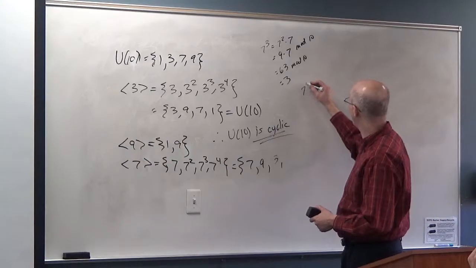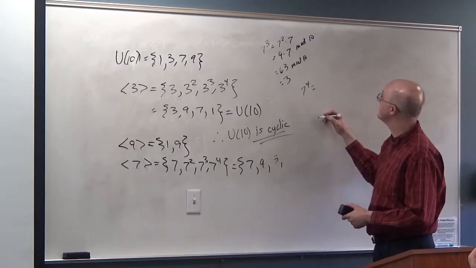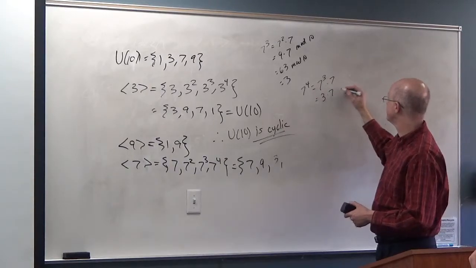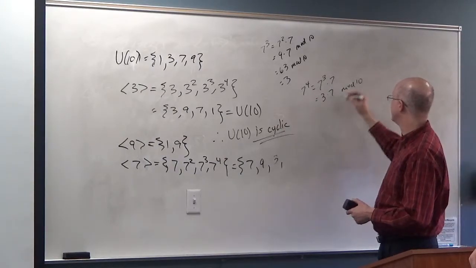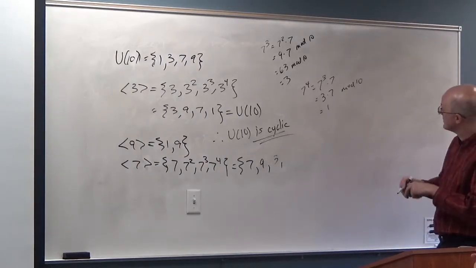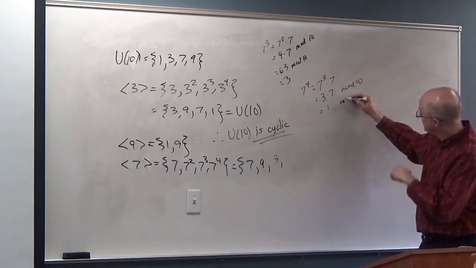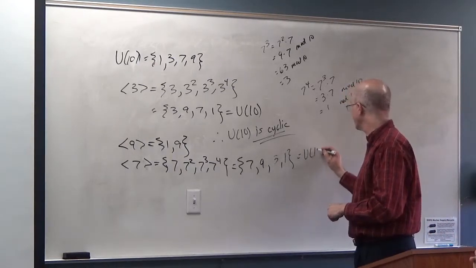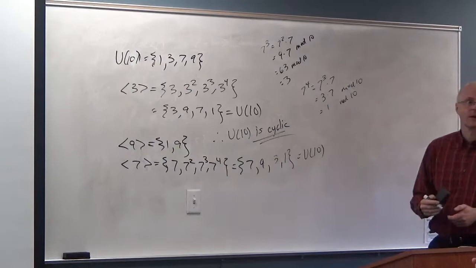And then 7 to the 4th, I can do as 7 cubed times 7. 7 cubed is 3, mod 10. 3 times 7 is 21, which is 1 mod 10. So 7 is also a generator of U10.